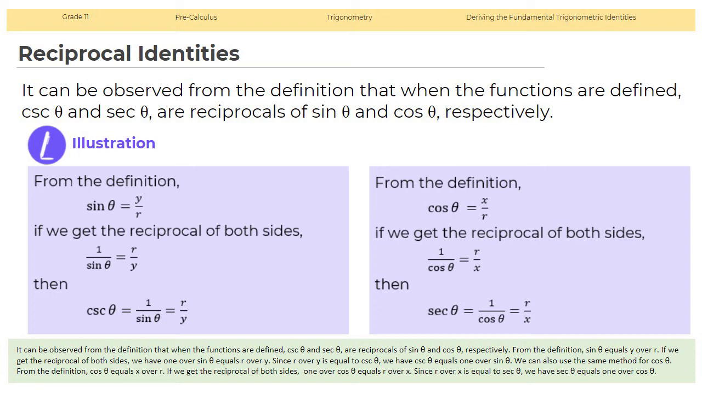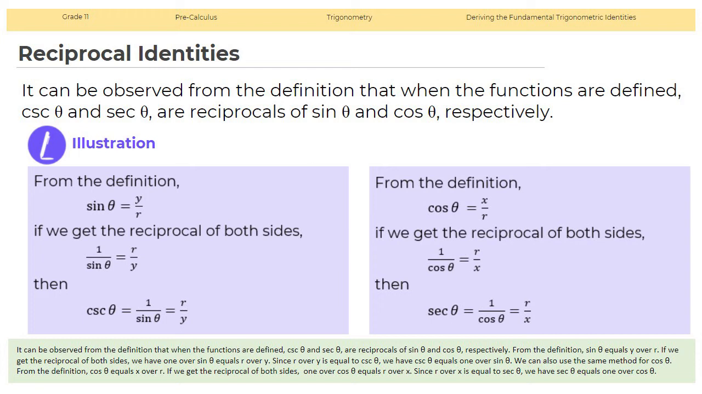It can be observed from the definition that when the functions are defined, cosecant theta and secant theta are reciprocals of sine theta and cosine theta respectively. From the definition, sine theta equals y over r. If we get the reciprocal of both sides, we have 1 over sine theta equals r over y. Since r over y is equal to cosecant theta, we have cosecant theta equals 1 over sine theta.